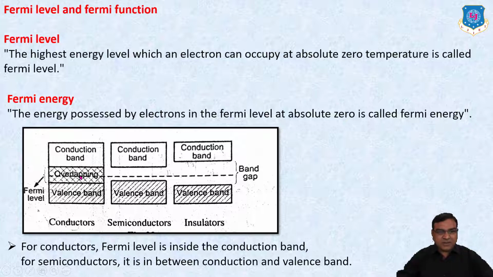So here we have three different types of materials: conductor, semiconductor and insulator, in which the dotted line is known as the Fermi level. The Fermi level is overlapping in conductors, and there is a gap between the conduction band and valence band in semiconductors and insulators. So for conductors, the Fermi level is inside the conduction band, and for semiconductors and insulators it is in between the conduction and valence band.